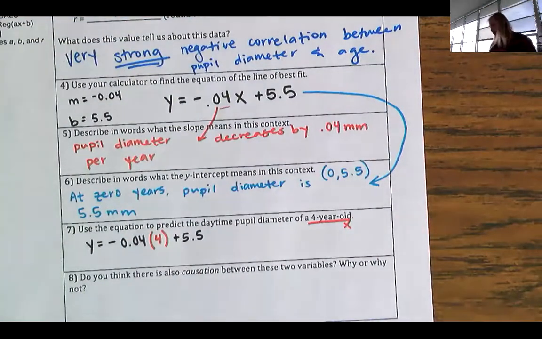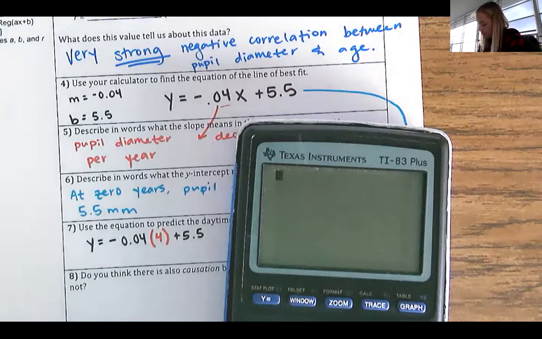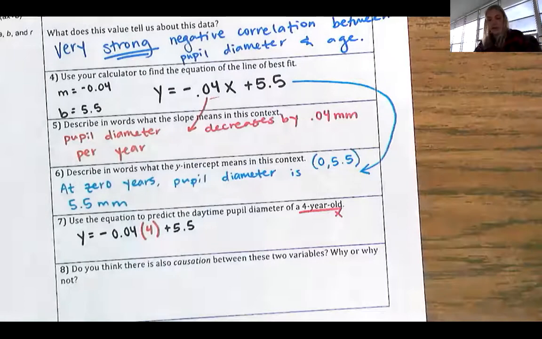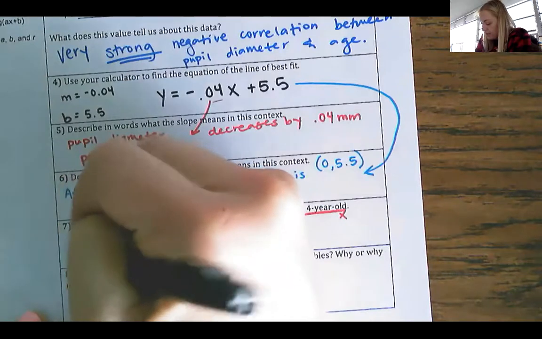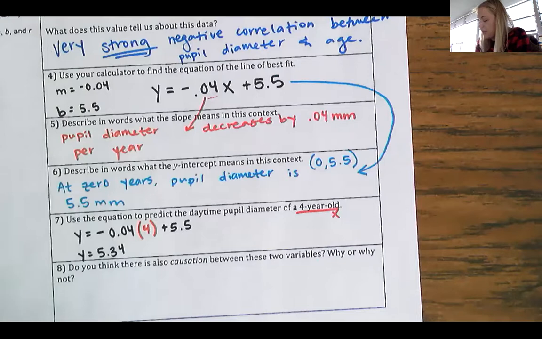Okay, I don't know where I put my calculator. Found it. Okay, let's clear this off. Negative 0.04, or you can type in 0.04, it's fine, times x, which is 4, plus 5.5. And we get 5.34. So the y would equal 5.34, and I'm assuming again that it's millimeters.